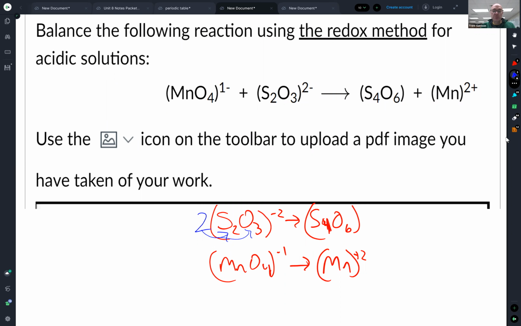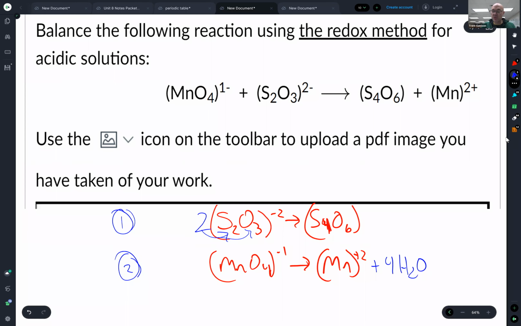Okay, so being that I don't need to balance any hydrogens or oxygens on the first half reaction, I'll circle these so you don't get confused. What that means then is I'm going to jump down to the second half reaction and I'm going to add 4 waters. That's how you balance oxygens, by adding waters. Once you've added the 4 waters, the 4 oxygens, you've now changed the number of hydrogens. So I actually have to add 8 hydrogen ions to the left.